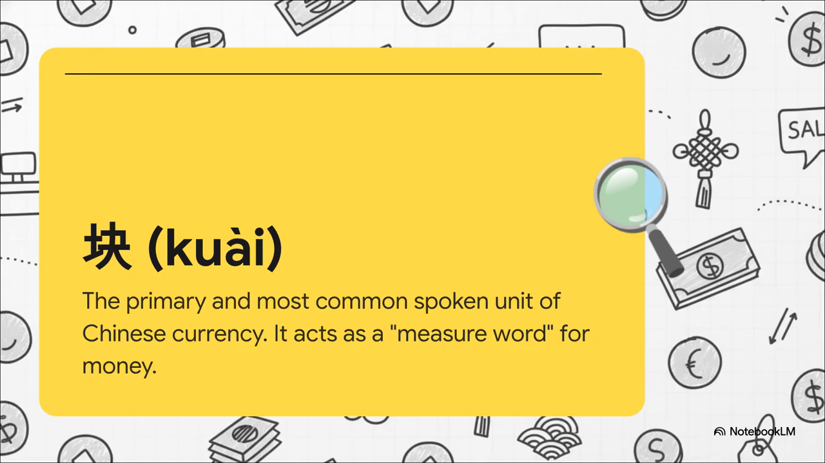Now, from a grammar perspective, this is a fascinating concept for English speakers. Kuai works as a measure word, or what we call a classifier. In English, we use measure words sometimes. We say a slice of pie or a pair of shoes. Well, Mandarin uses them for almost everything. You can't just say 20 money, you have to specify the unit. So you say 20 kuai, literally 20 units of currency.